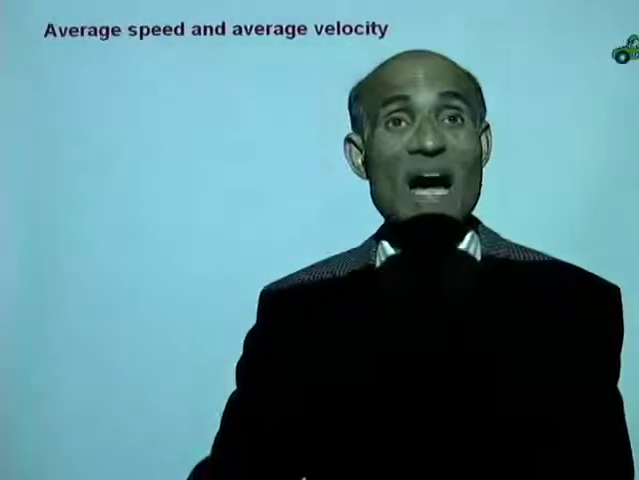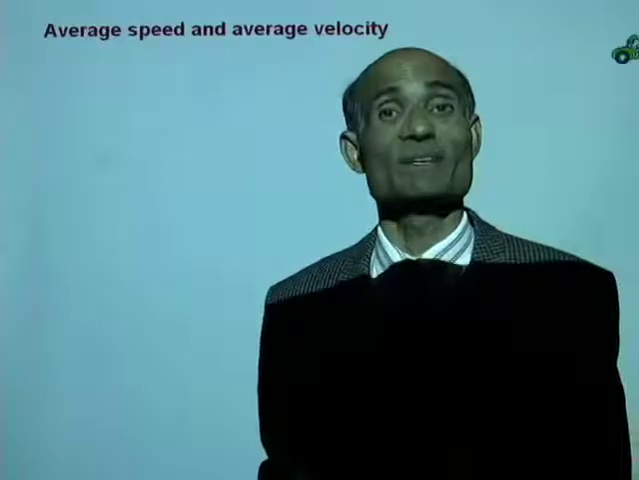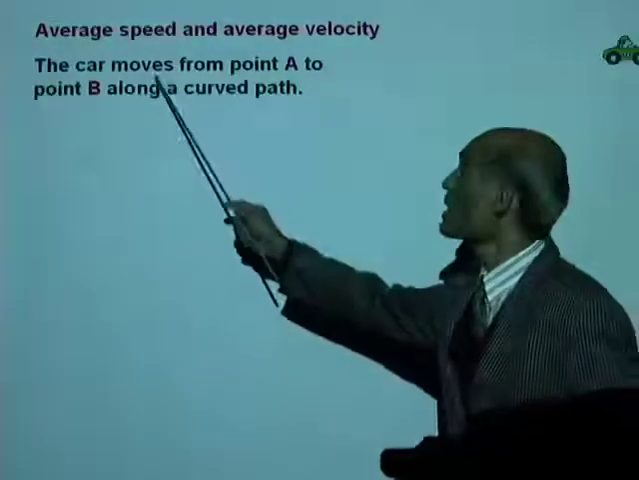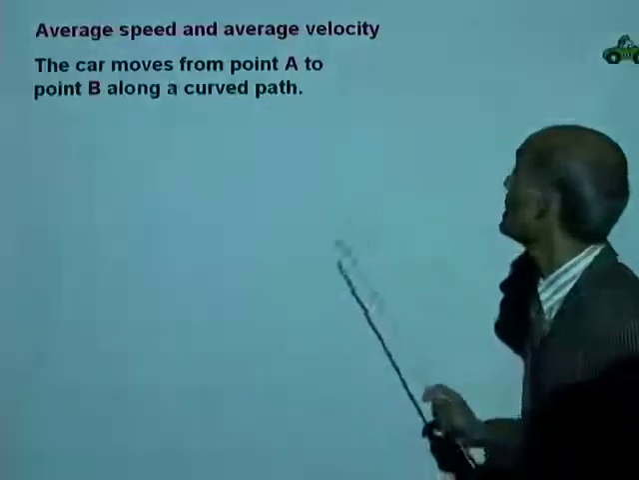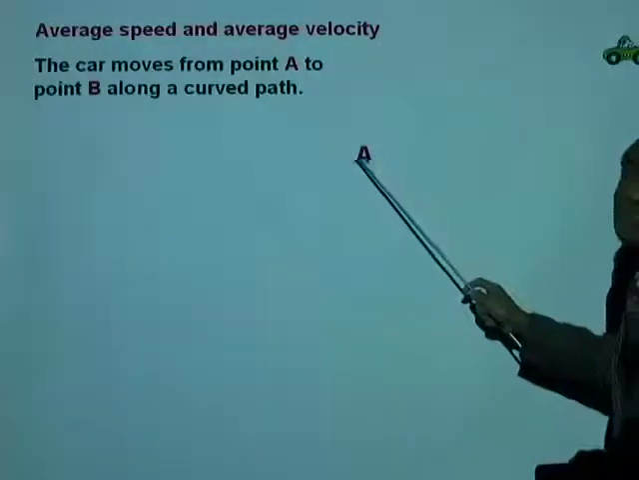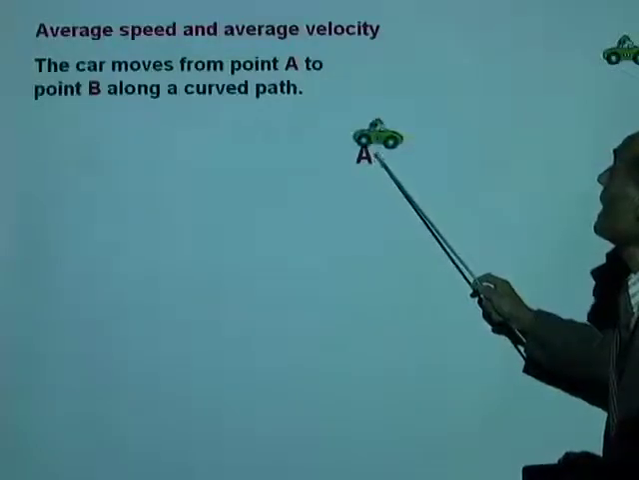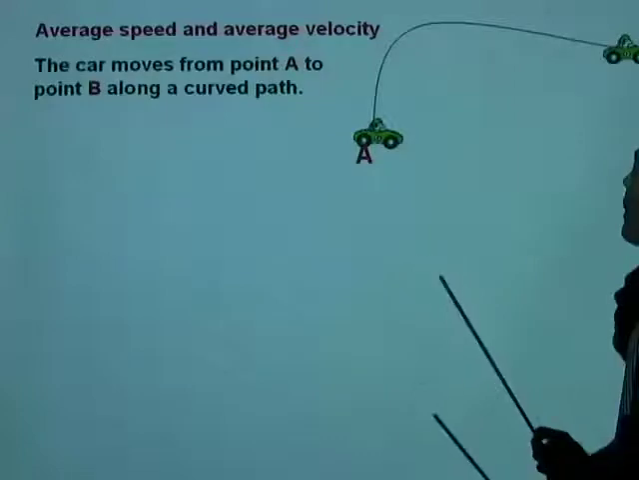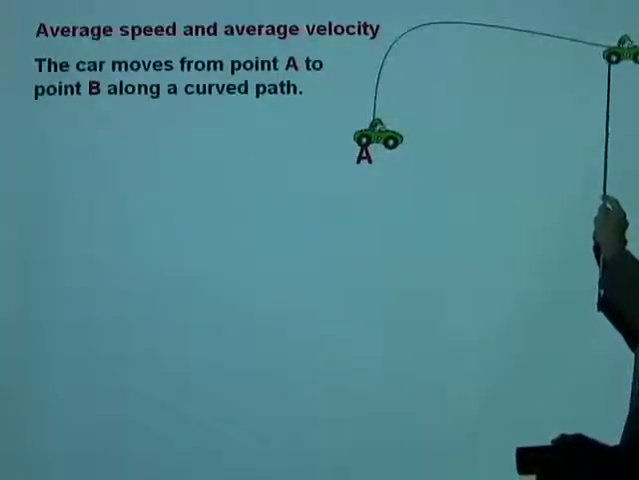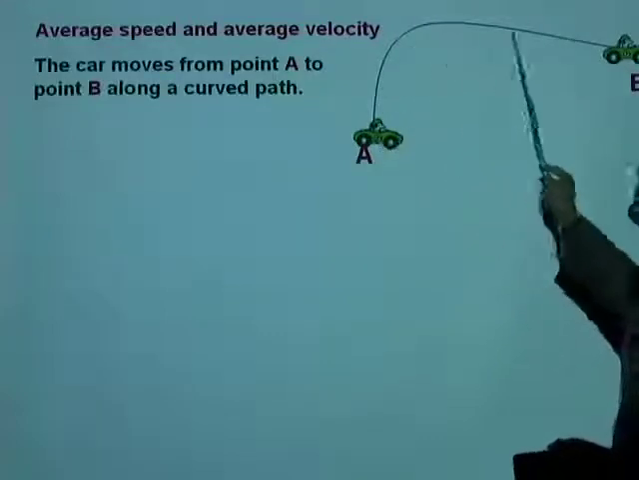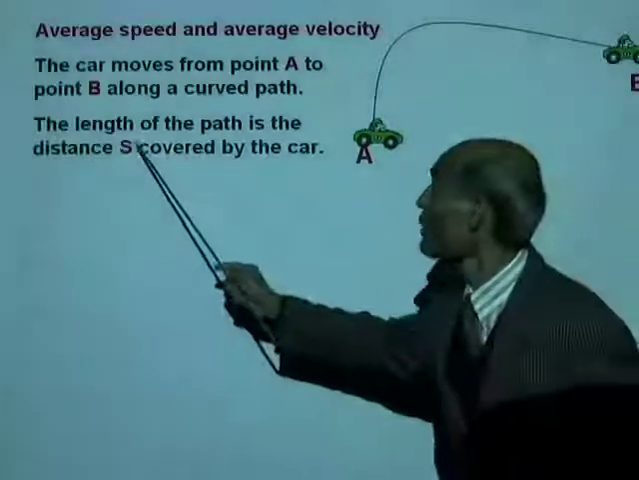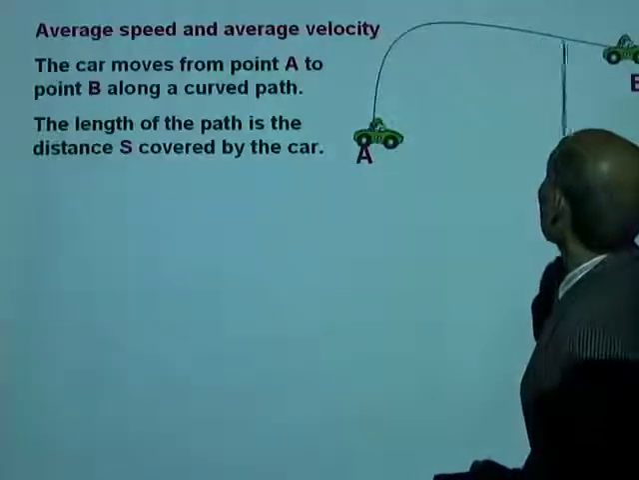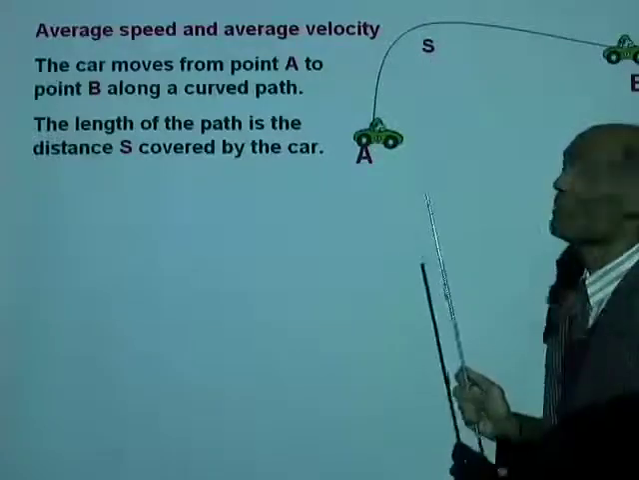Well, now let's distinguish between average speed and average velocity. What is the difference between speed and velocity? Let's assume that the car moves from point A to point B along a curved path. This is the car which is originally at point A, and it moves to point B along this curve. I think that has gone out of the screen, but the car is over here at point B along this curve. Alright, the length of the path is the distance covered by the car. Look at that, the car went along this path, and so S is the distance covered by the car.